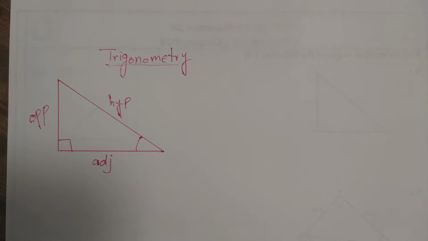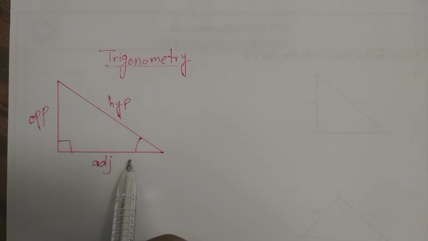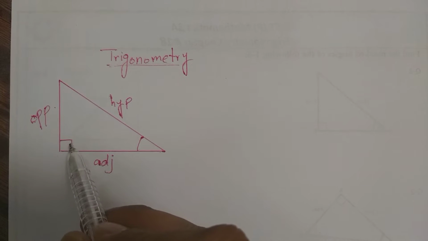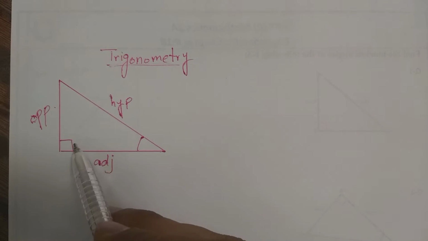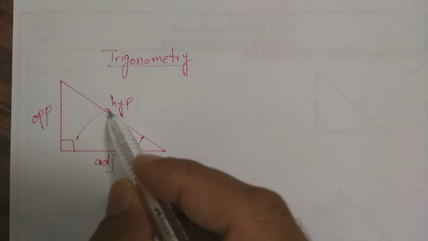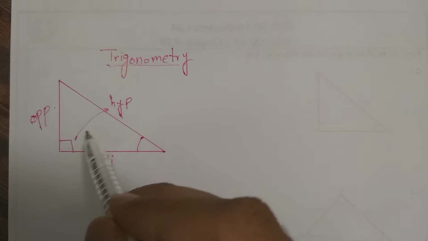Okay guys, today we will discuss trigonometry, and this is about the right angle triangle. In front of the right angle is called the hypotenuse, and this is always in front of it. This is called the hypotenuse, whatever the shape of the triangle, in front of the right angle.